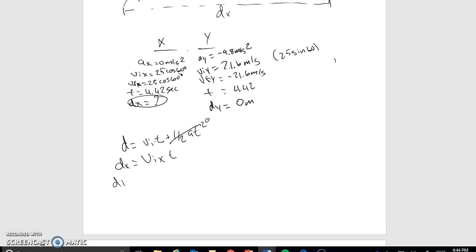So distance in the x is what we're looking for. Initial velocity in the x is 25 cosine of 60 degrees, and then time is 4.42. So 25 cosine of 60, that number is 12.5. And then you're going to multiply that by 4.42, because that's your time, to get a total distance of 55.25. So 55.25 meters is equal to your dx.